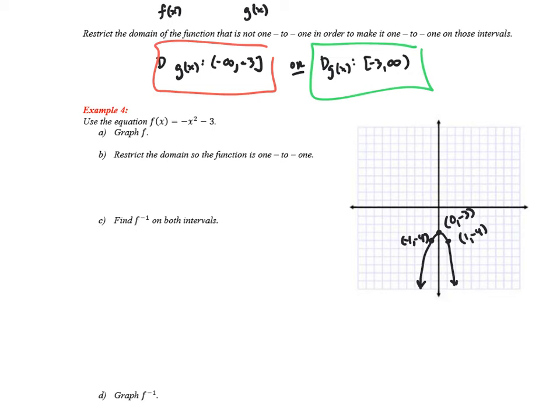If we restrict the domain of the function, let's take this right side of the function. So the domain for f of x in this case would be 0 to infinity, right? What would the range be for that part of the function? Well, the range would be from negative infinity up to and including negative 3. Now it says find f inverse on both intervals.